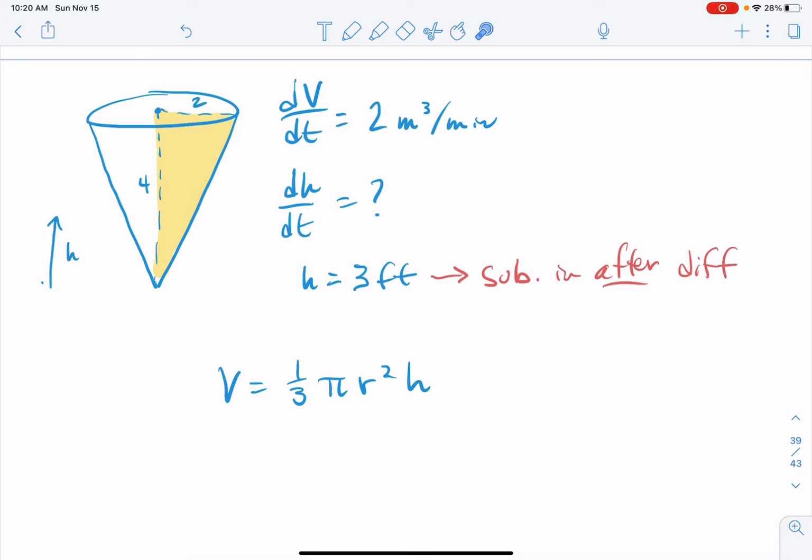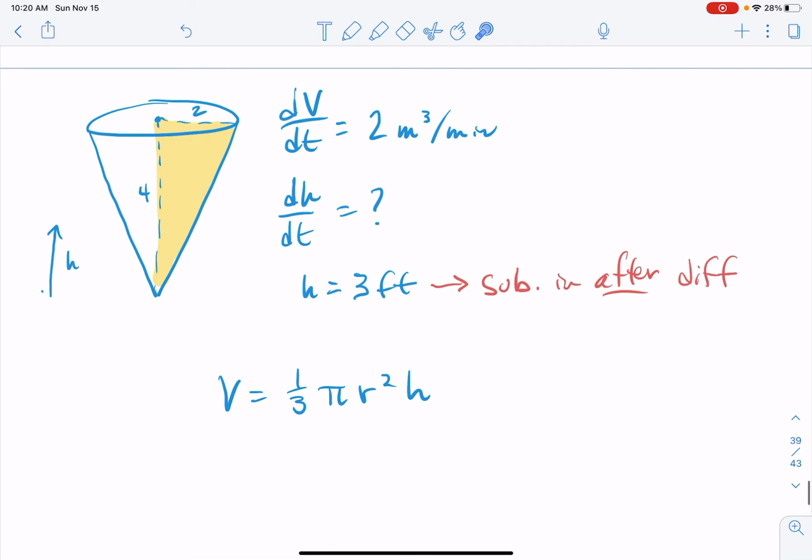So what do I do? And this is where some more geometry comes in. What I'm going to do is draw another little triangle in the picture here. Here's our radius, and here's our height, specifically of the water.